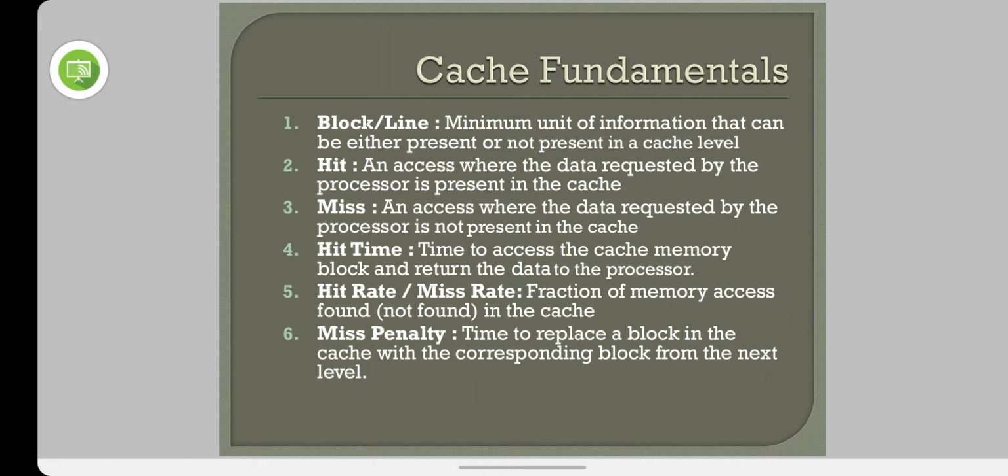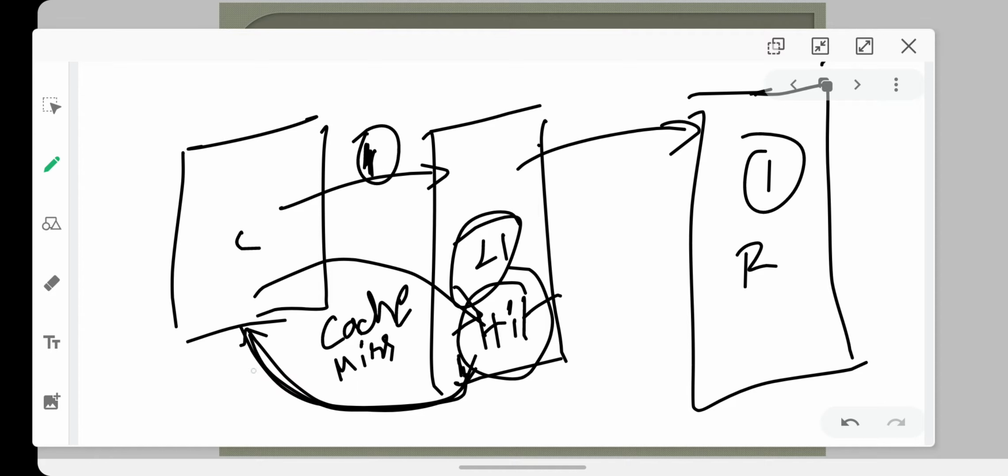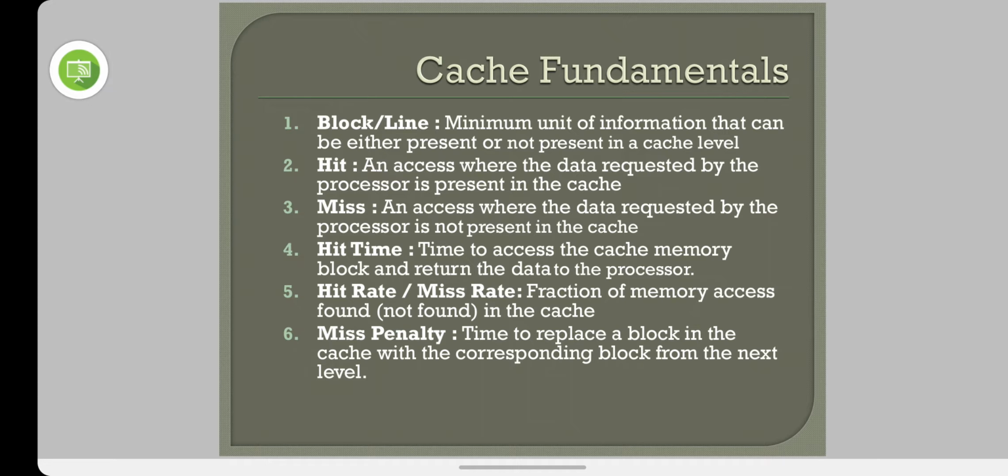A hit is an access where the data requested by the processor is present in the cache, and a miss is an access where the data requested by the processor is not present in the cache. Coming to the hit time, when there is a cache hit, that data will be retrieved by the processor. The time from finding it and then getting it back to the processor is called hit time. So the time to access the cache memory block and then return the data to the processor is called hit time.